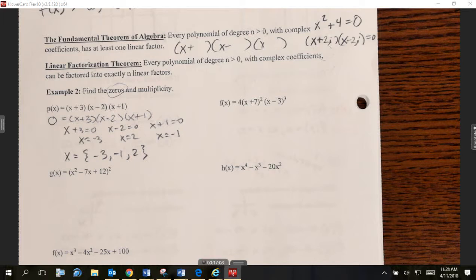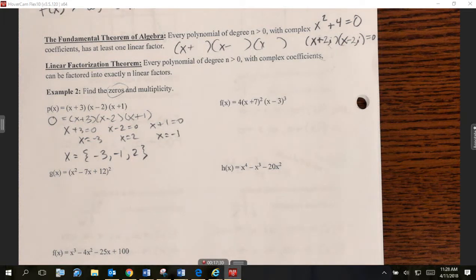Okay, did any of those occur more than once? So there's no multiplicity. What's the degree of that first question? The degree was 3, and how many solutions, or how many zeros did we get? 3. Exactly the same number, so there's no multiplicity. How about the next one? Set equal to 0, find the zeros.